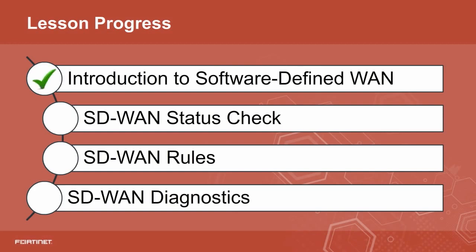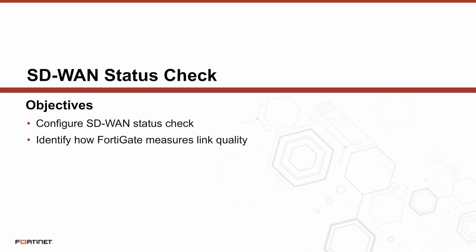Good job! You now understand the SD-WAN feature on FortiGate. Next, you'll learn about the SD-WAN status check and link quality measurements. After completing this section, you should be able to configure the SD-WAN status check and identify how FortiGate measures link quality. By demonstrating an understanding of SD-WAN status check, you should be able to configure SD-WAN status check and identify how FortiGate measures link quality.